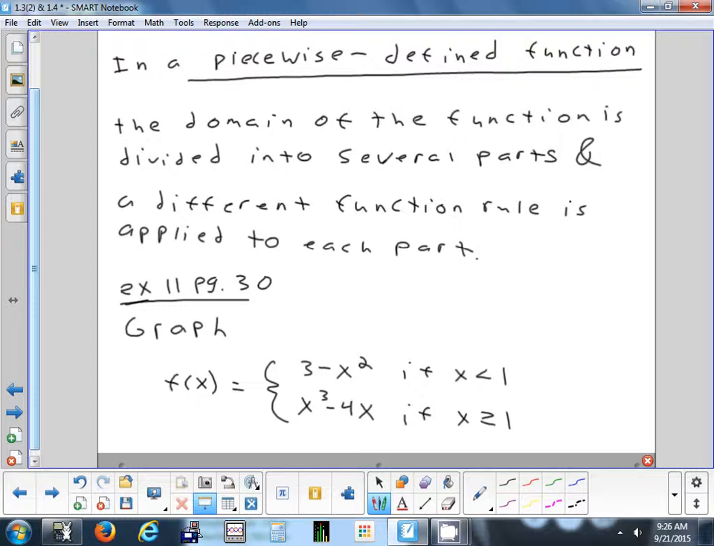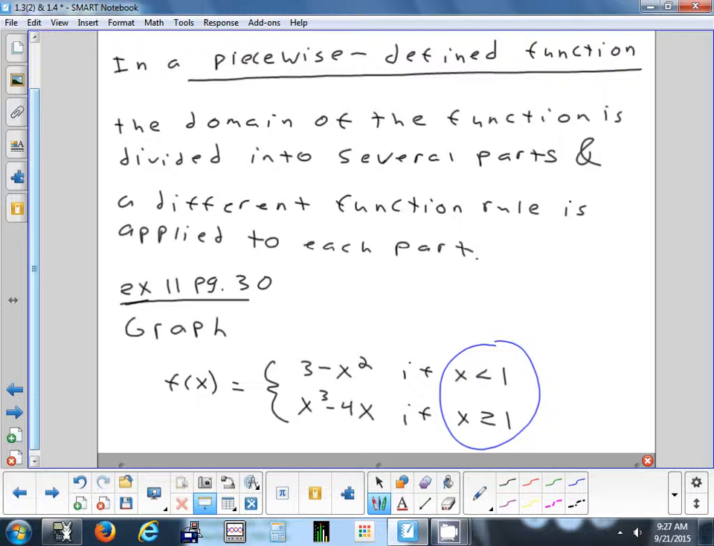Okay, this is what you call a piecewise defined function. What you usually see is this kind of curved bracket, and then you see a couple formulas. And what we're saying is, you're going to use one of these formulas some of the time, and you're going to use a different formula the rest of the time. How do you know when to use which one? That's what these conditions are right here.